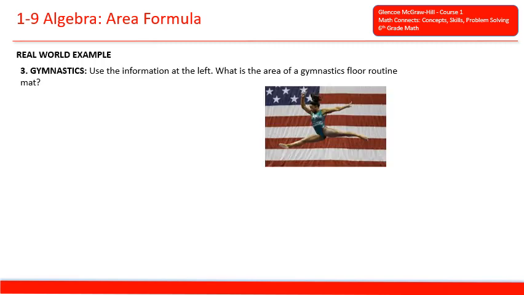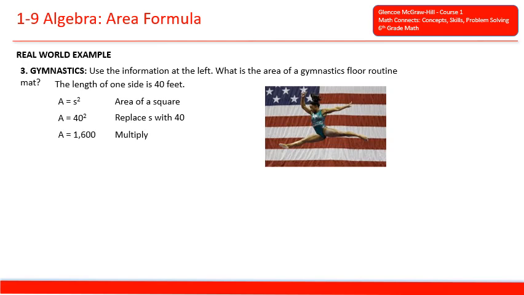Real world example, gymnastics. Use the information at the left. What is the area of a gymnastics floor routine mat? The length of one side is 40 feet. So A equals S squared. And we can replace S with 40. So A equals 40 squared. And then we have area equals 1600. 40 times 40, we can break down as 4 times 4, then add the 2 zeros, it's 1600. So a gymnastics mat is 1600 square feet.